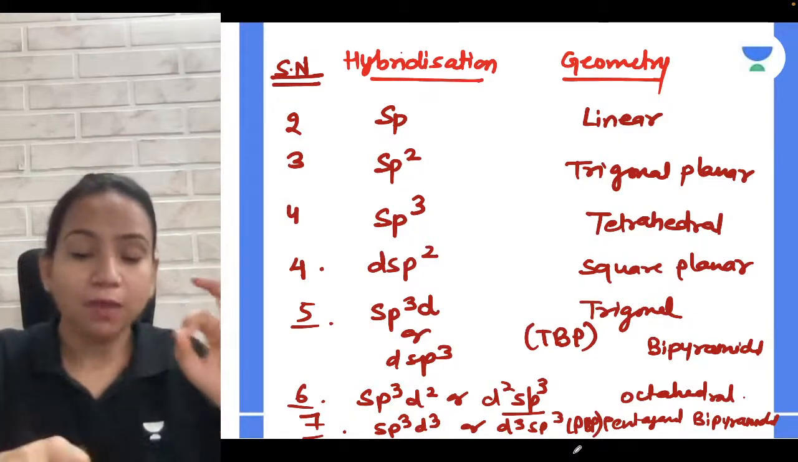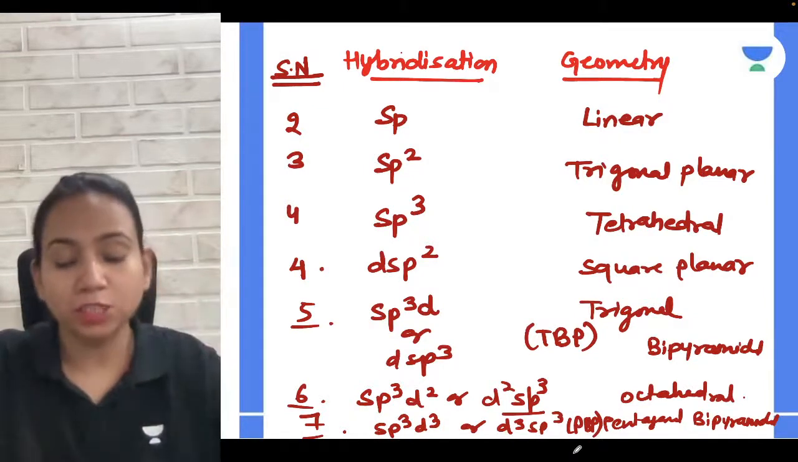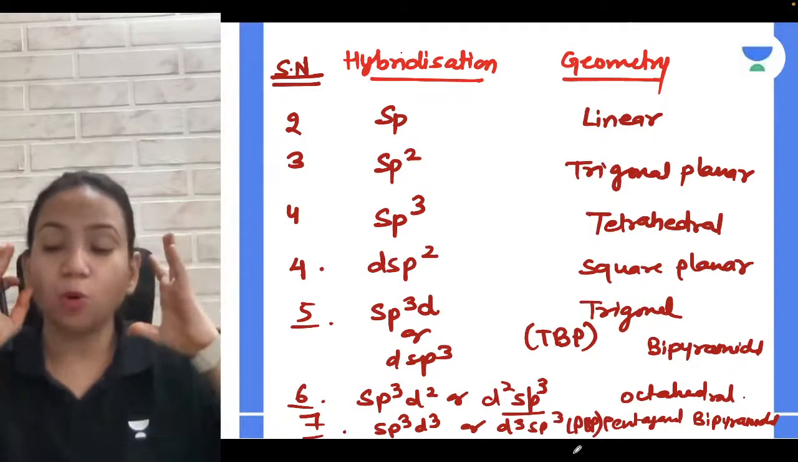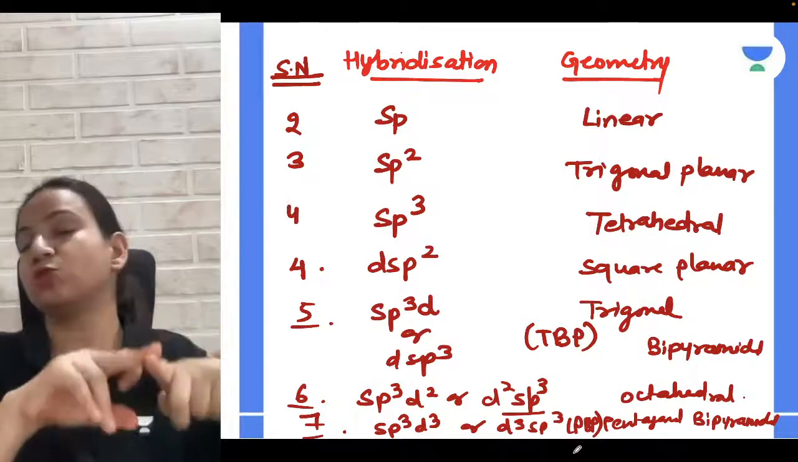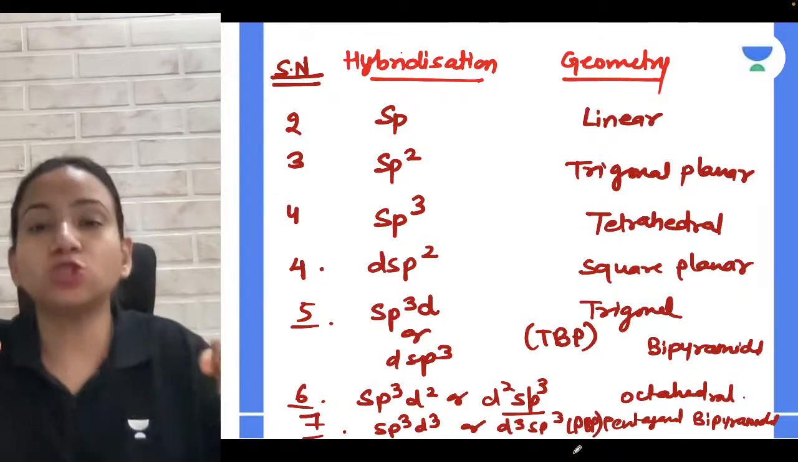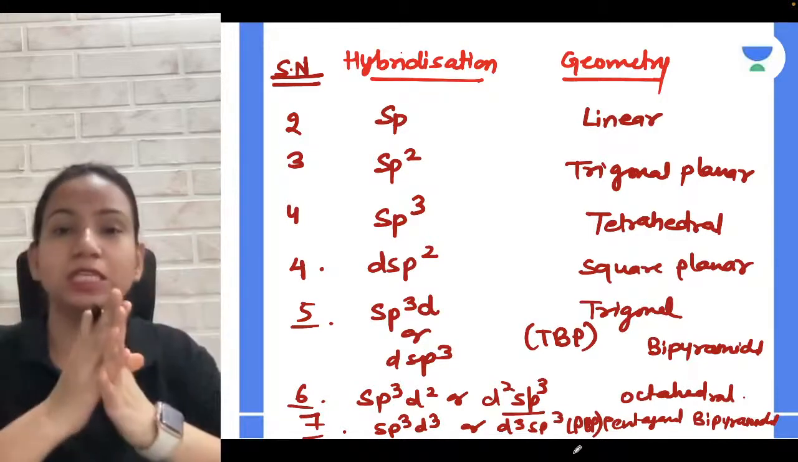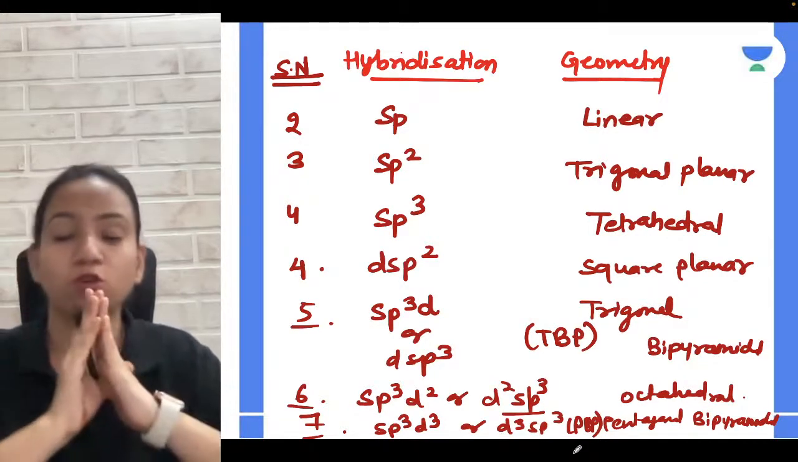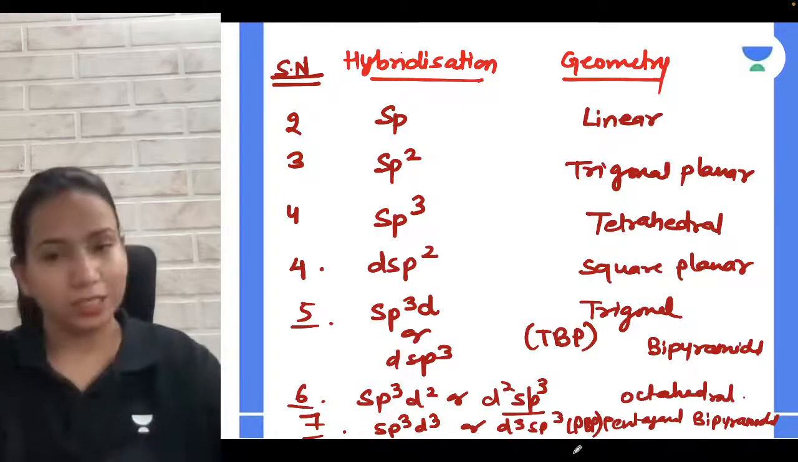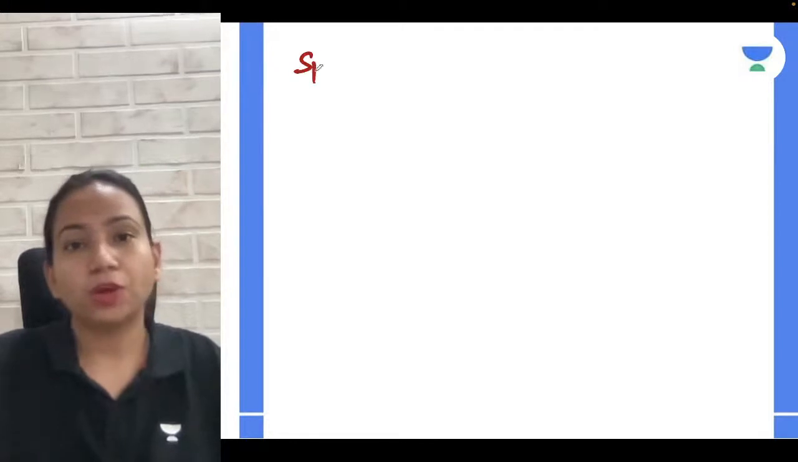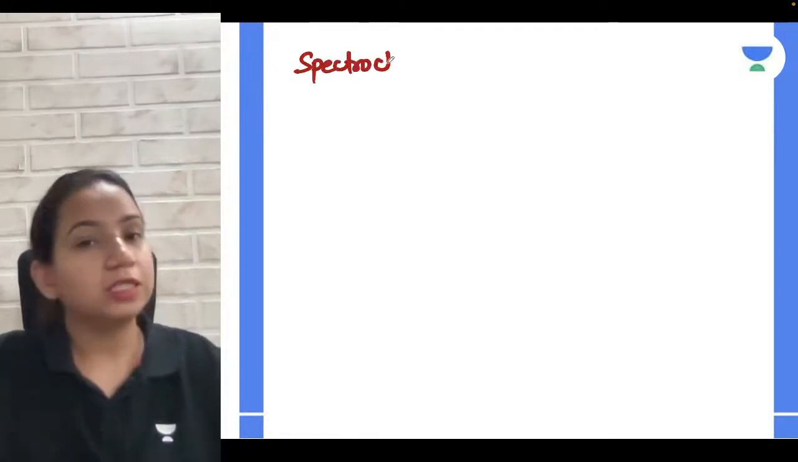For that, I am going to tell you one series which is called the spectrochemical series. I'm telling you a very important thing: this spectrochemical series was not given in VBT. But to solve the questions of VBT easily, you should know this series, because if you know that, you can easily solve the questions regarding hybridization.